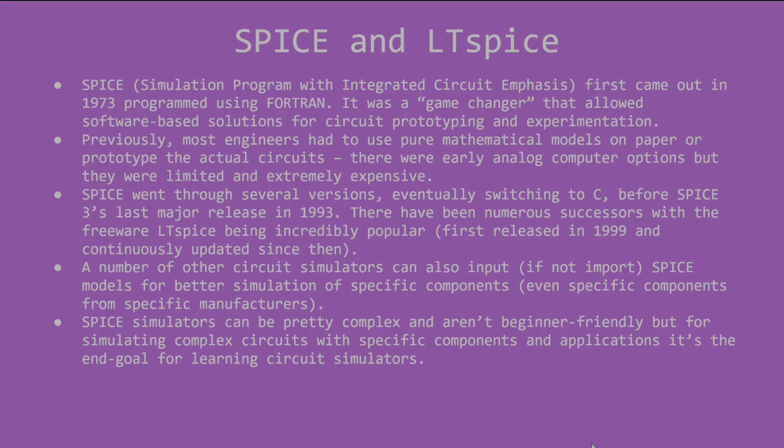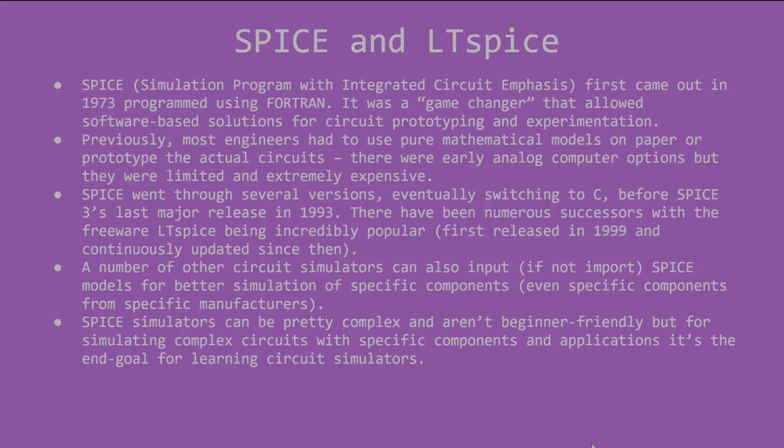All right, since I've mentioned SPICE, I should really go over it. Now, SPICE, which is short for Simulation Program with Integrated Circuit Emphasis, first came out in 1973. It was first programmed in Fortran, and it was a game changer because it became the first widely adopted software-based solution for circuit prototyping and experimentation. Previous to this, engineers generally had to simulate circuits with pencil on paper and actually had to make the calculations by hand on how the circuit should work.